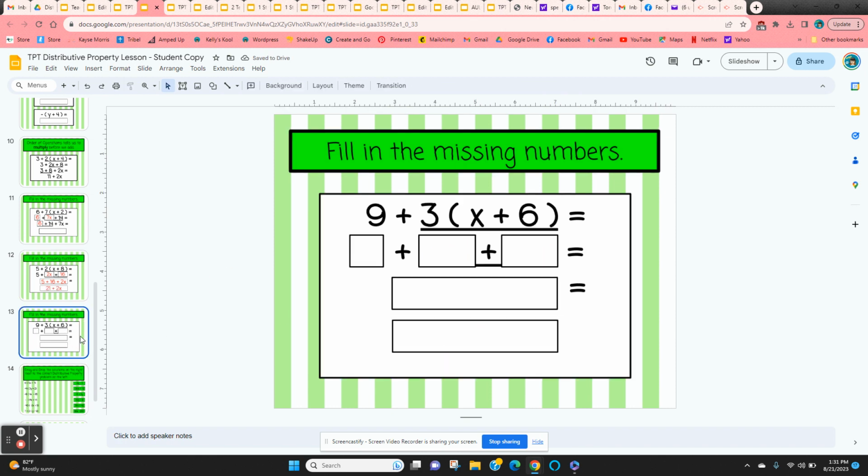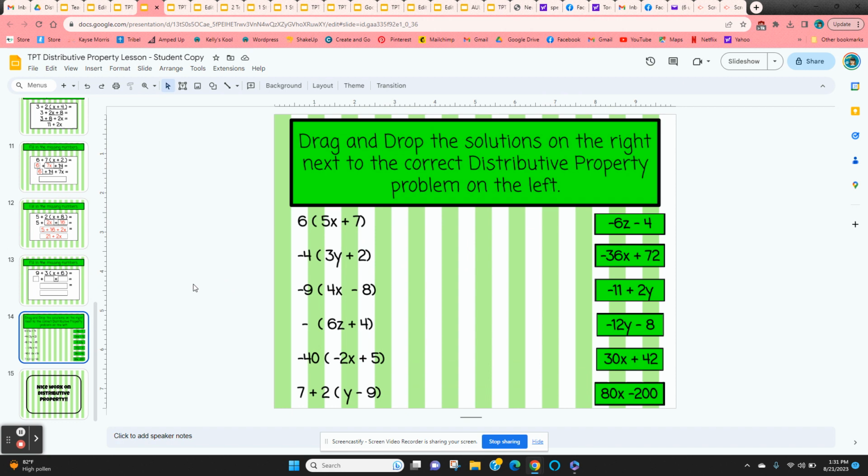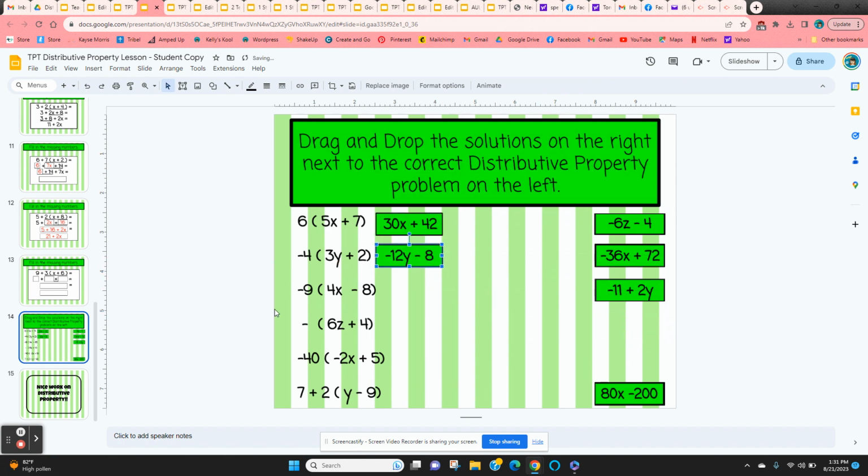We do the same thing on the next slide. And then the final slide, they've got distributive property problems and their solutions. So they're just going to drag and drop these solutions next to the correct distributive property problem. So here they're going to have 30x plus 42. Click and hold on the edge, and they're just going to move it right next to its problem. -12y, -8, and so on.